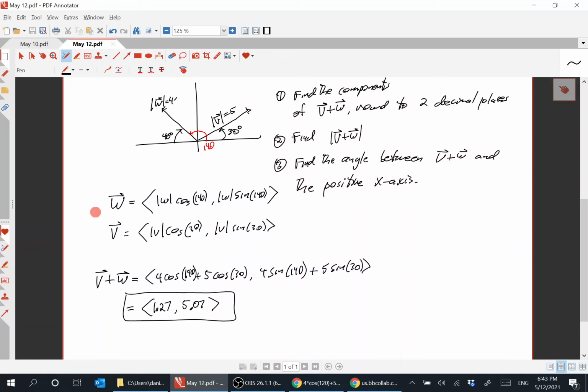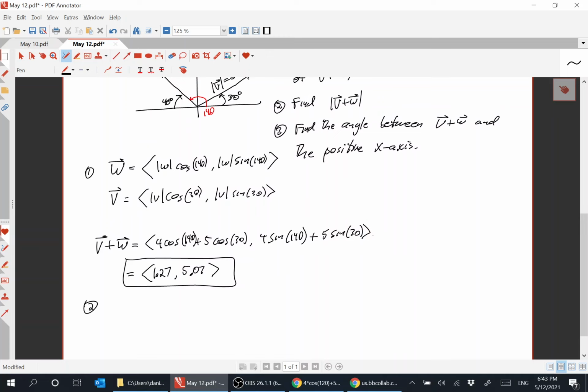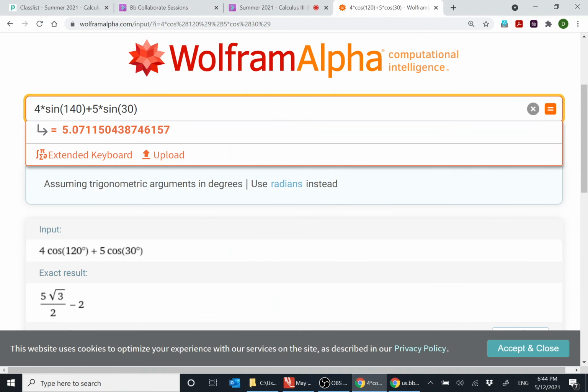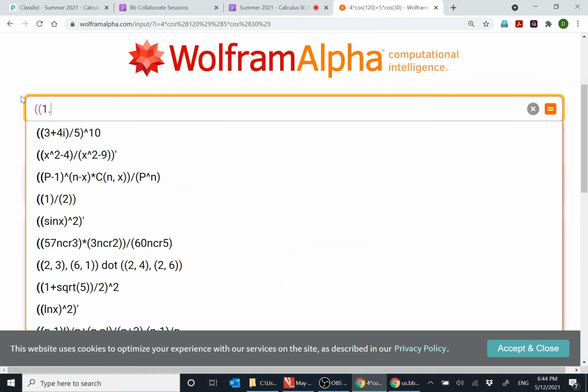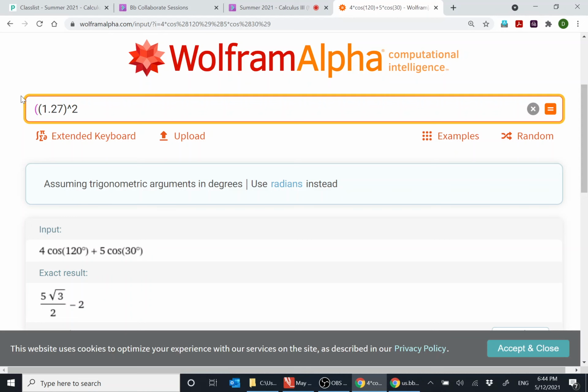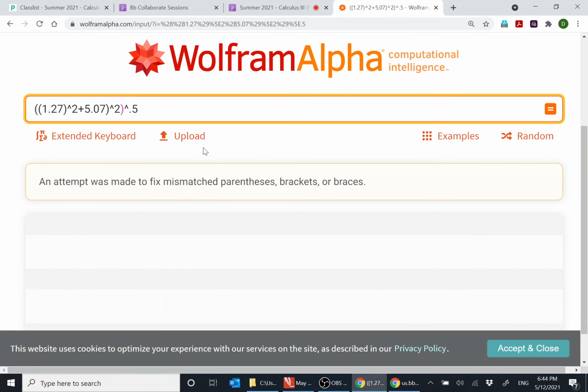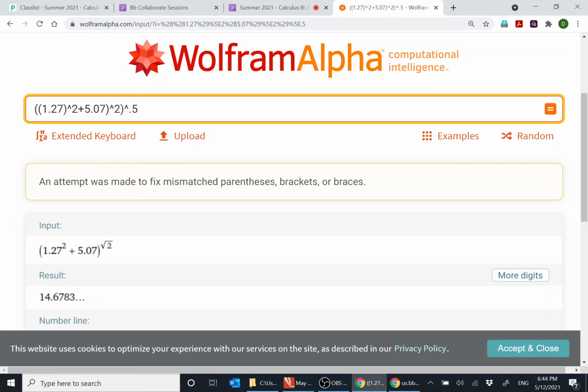Part B, or part 1, I guess. Part 2, find the length of v plus w. So, well, that's easy. So 1.27 plus 5.07, each squared, to the square root. What did I do? Oh, I don't need this parentheses here.